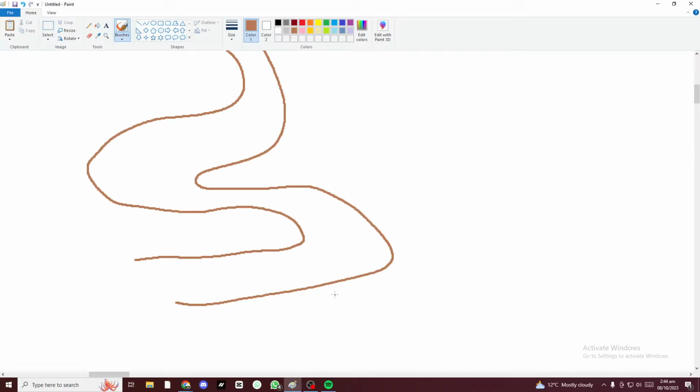So a meander is not formed because of an obstacle. Remember that. It does not form because of an obstacle. If you put that in your answer, you will get an automatic 0 because it means you don't know what you're talking about.